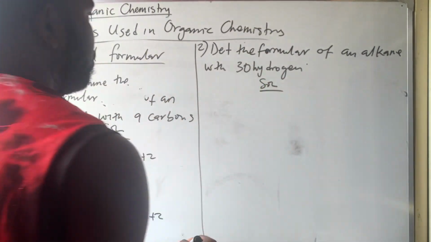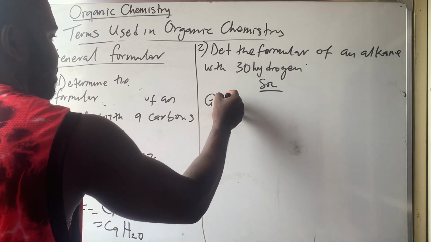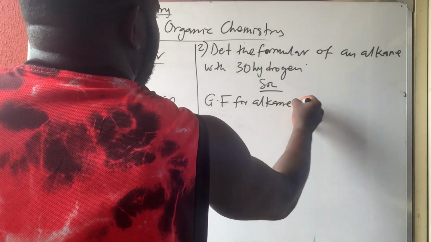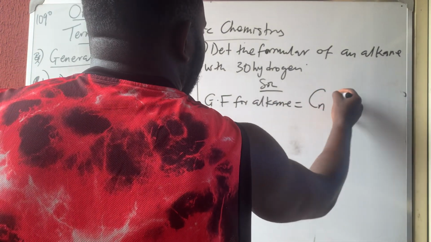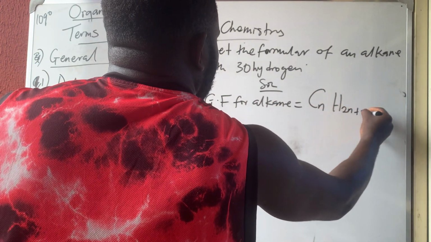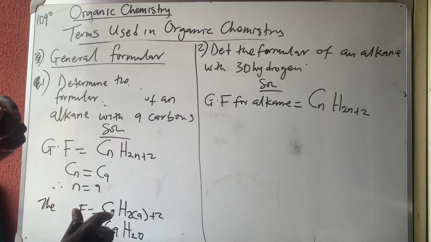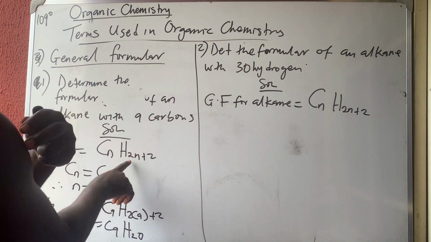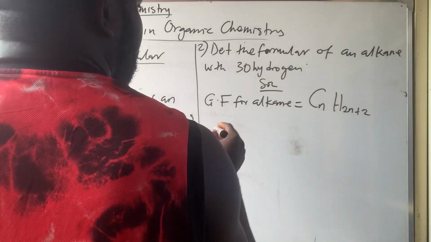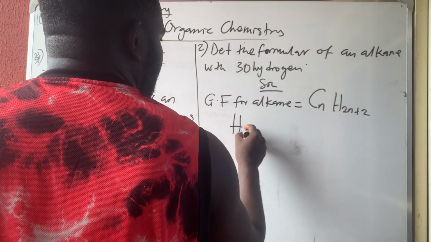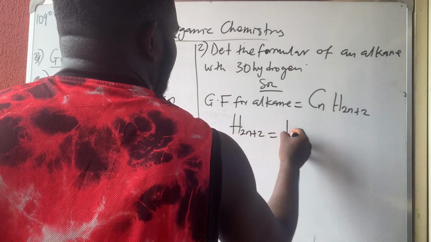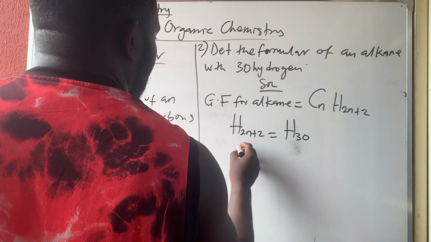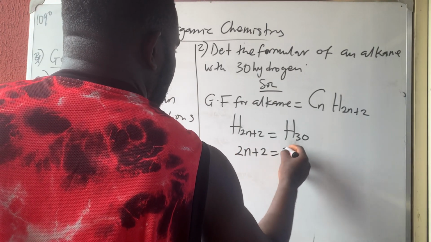Solution. We know the general formula for alkanes, the same formula, which is CnH2n plus 2. Okay, notice the way I'm writing my own plus 2. My own plus 2 is down with 2n. And they say that the number of hydrogen, which is H2n plus 2, is equal to H30, because the hydrogen there is 30. So if H cancels H, that 2n plus 2 is equal to 30.